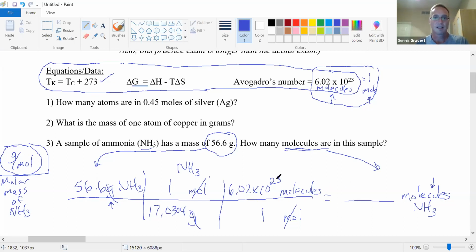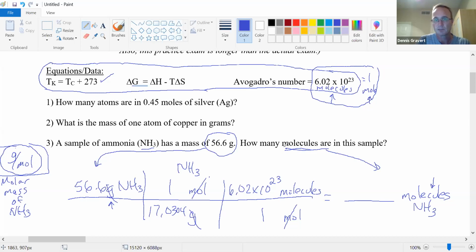And let's see, if I round off, I'm looking at the answer key that helps speed up the math. And in the answer key, I rounded off to 1 sig fig. That's not right. So let's do this for real. So 56.6 times 1 times 6.02 times 10 to the 23rd power divided by 17.0304. And I go, oh, I see.